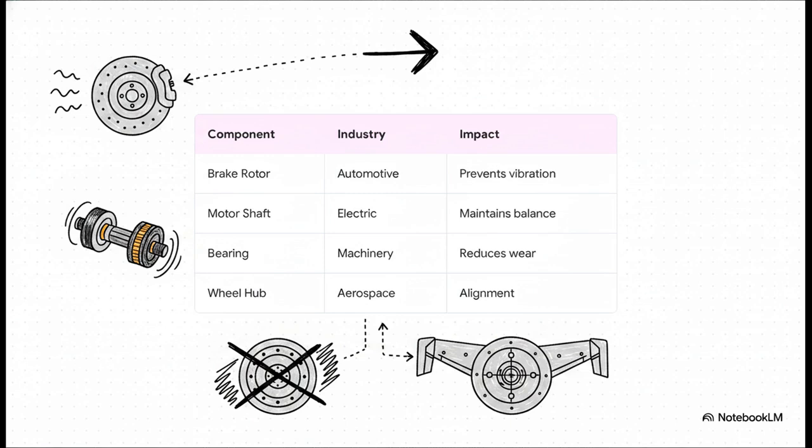In electric motors, applying it to a motor shaft maintains dynamic balance at thousands of RPMs, preventing the motor from literally shaking itself to pieces. For industrial machinery or large fluid pumps, controlling runout on a bearing journal drastically reduces premature bearing wear, which extends the maintenance life cycle of multi-million-dollar equipment. And for aerospace wheel hubs, it ensures precise rotational alignment during extreme landing conditions. See, this one simple GD&T symbol has a massive real-world performance impact across nearly every mechanical discipline out there.